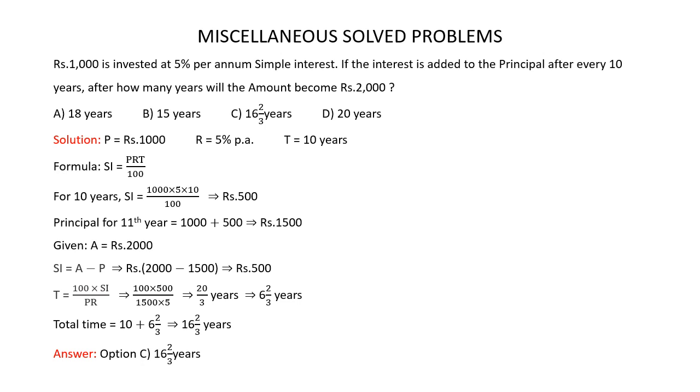But we are asked to find out after how many years will rupees 1000 become rupees 2000. So the total time taken for rupees 1000 to become rupees 2000 is the first 10 years plus the next 6 2 by 3 years, which is nothing but 16 2 by 3 years. So rupees 1000 becomes rupees 2000 in 16 2 by 3 years. So the correct answer is option C, 16 2 by 3 years.